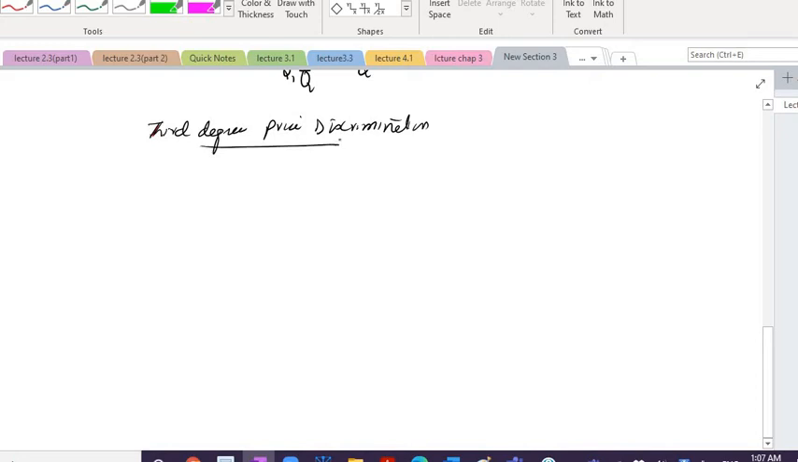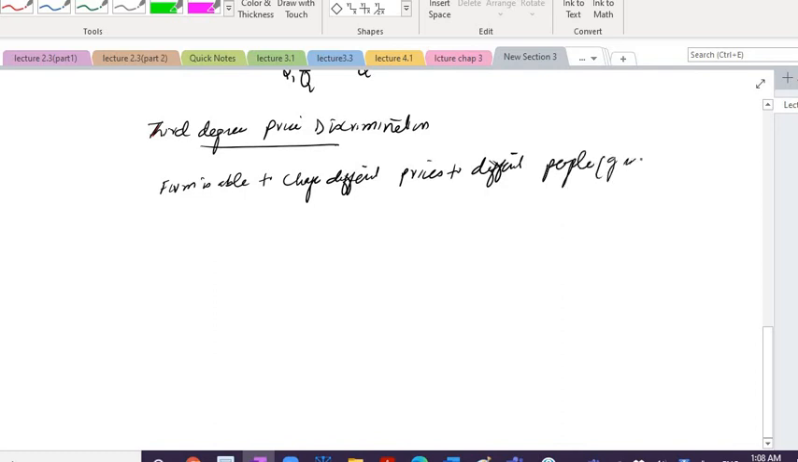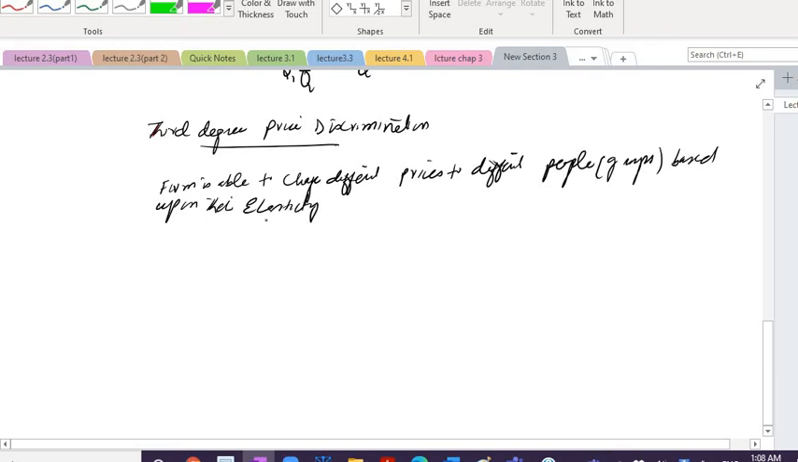थर्ड डिग्री प्राइस डिस्क्रिमिनेशन ये होती है कि firm is able to charge different prices to different people or groups based upon their elasticity. So the same product has different elasticity for different groups.